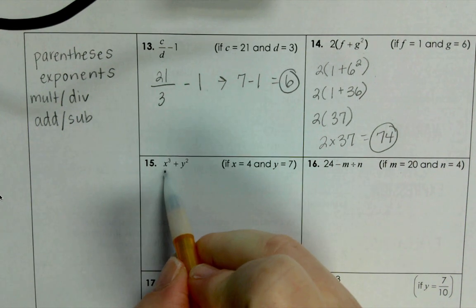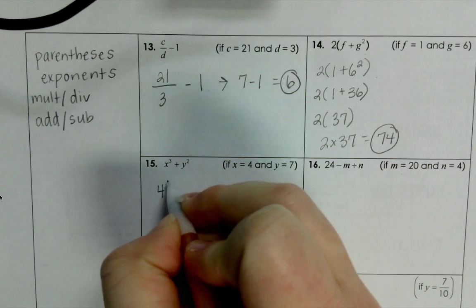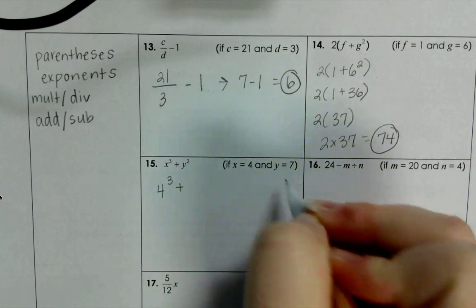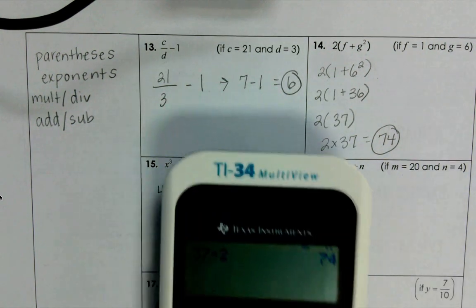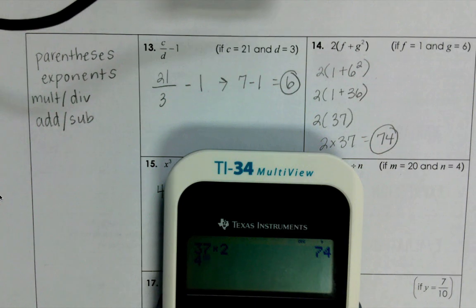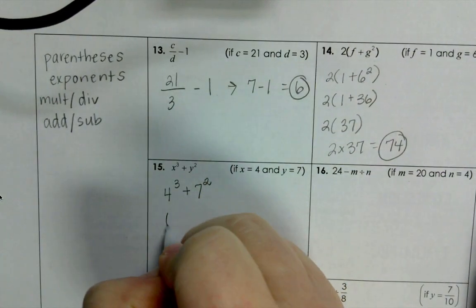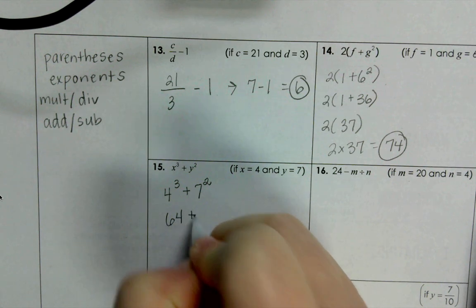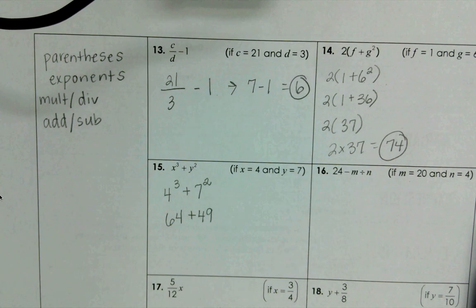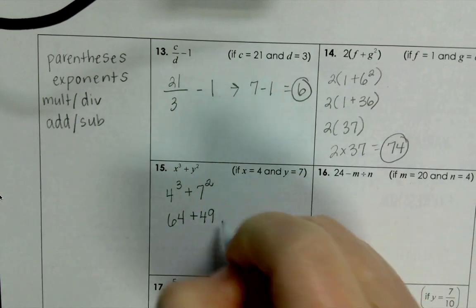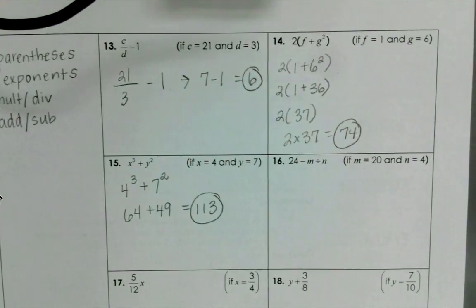Now I have x to the power of 3 plus y to the power of 2. So x is 4. So 4 to the power of 3 plus y, which is 7 to the power of 2. Okay. So using your calculator, okay, 4 to the power of 3 is 64. Plus 7 to the power of 2, which is 7 times 7, which is 49. That's 113. Okay.